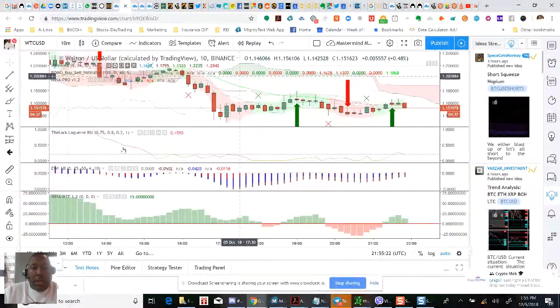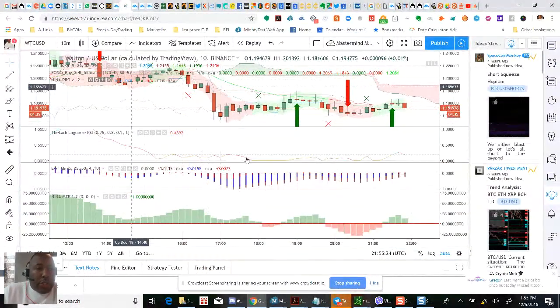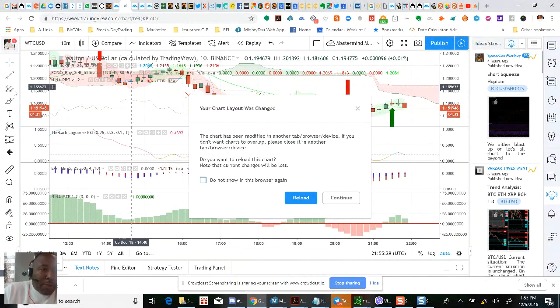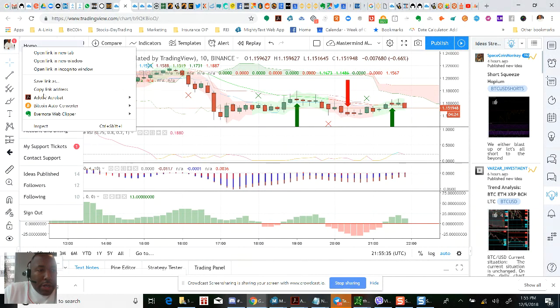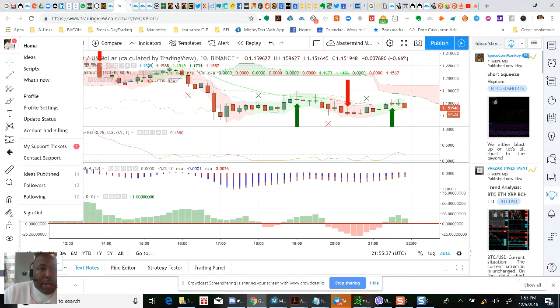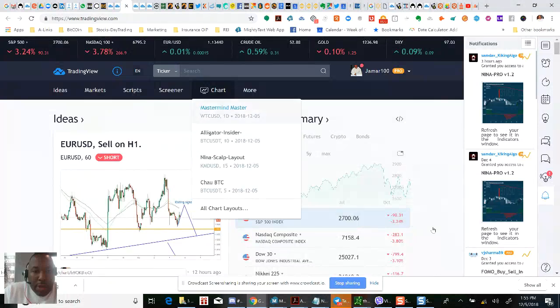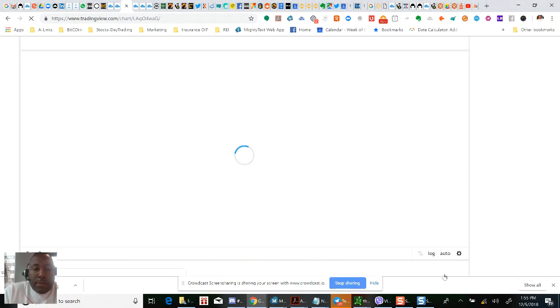All right, so this is the mastermind chart that I basically use on TradingView. TradingView is the preferred platform that I use for anything trading with crypto. Let me get another chart here. I just want to open up another one and actually go over the alligator strategy. And you see these arrows. These arrows are signals that I use on a different platform. But let's start with the alligator.